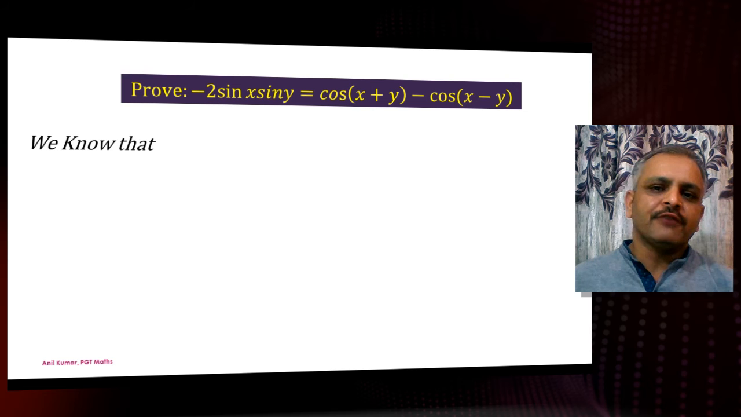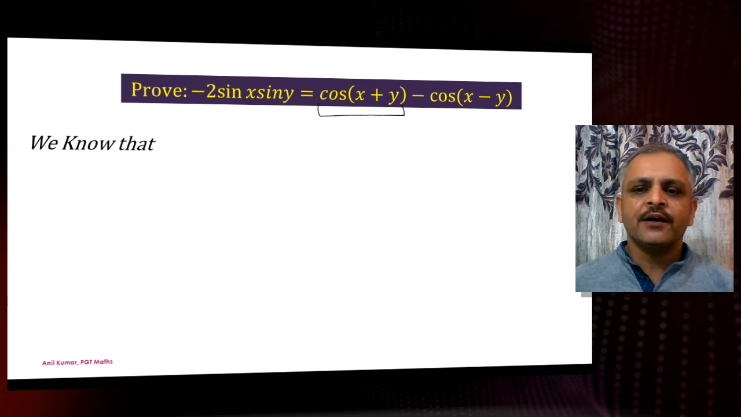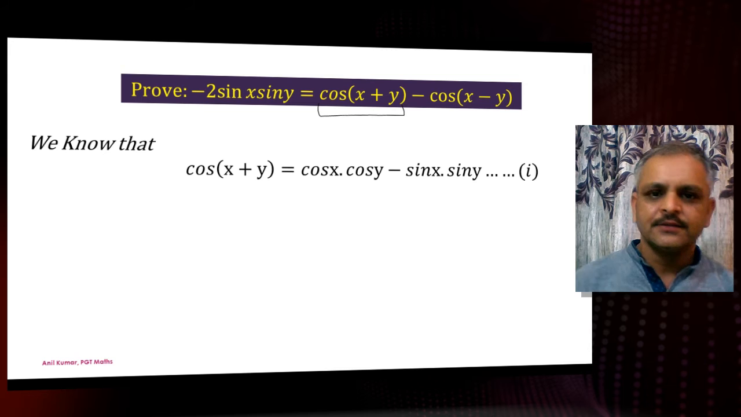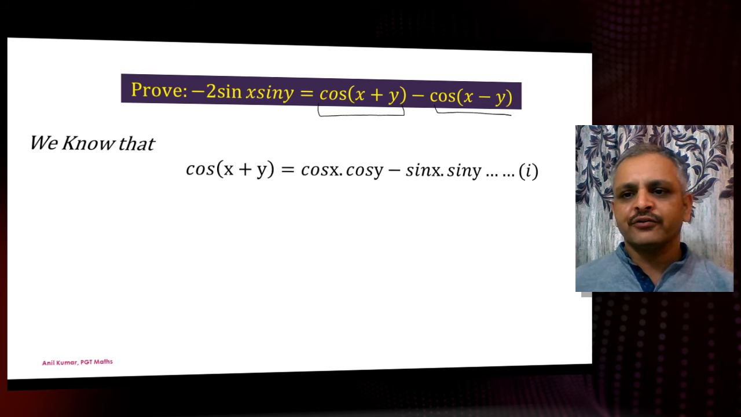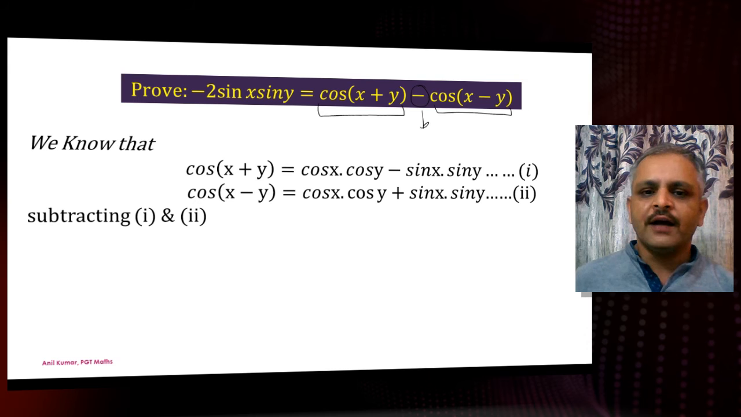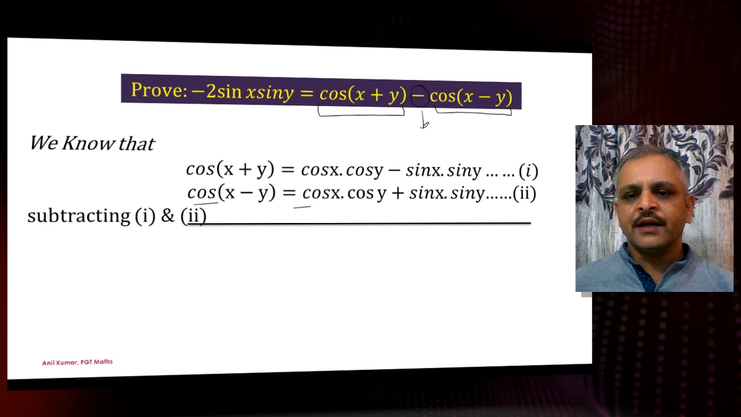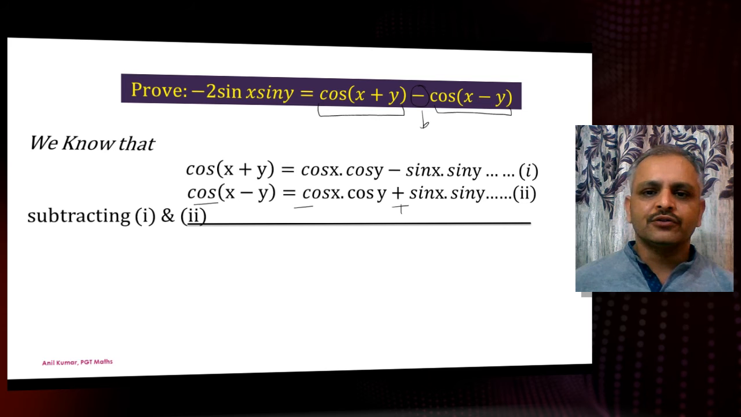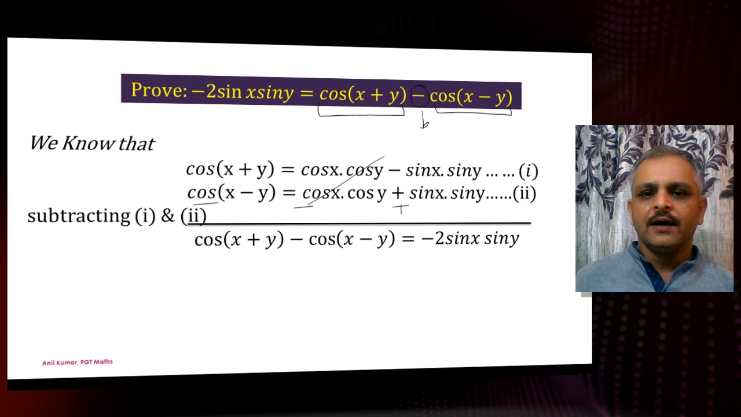Children, you can guess what we are going to do first. First I am going to write down cos(x+y). Then I will write down the identity for cos(x−y). And then what will we do with this? We will subtract them. So let's subtract 1 and 2. If we subtract, this will become negative, this negative, and this positive. So cos x cos y will be cancelled. This will remain cos(x+y) minus cos(x−y), and on this side it will become minus and minus, so it is minus 2 sin x sin y.